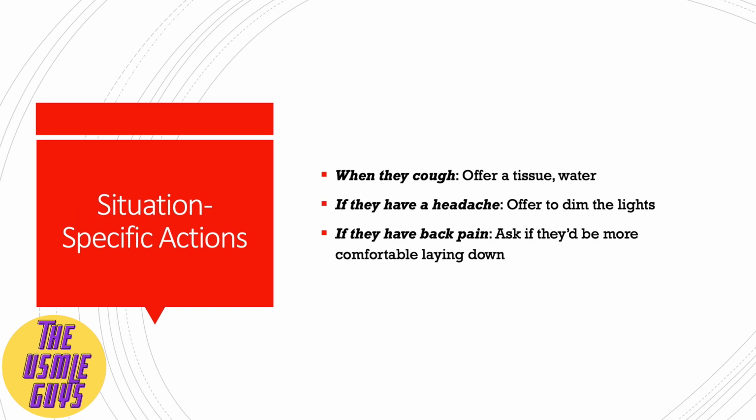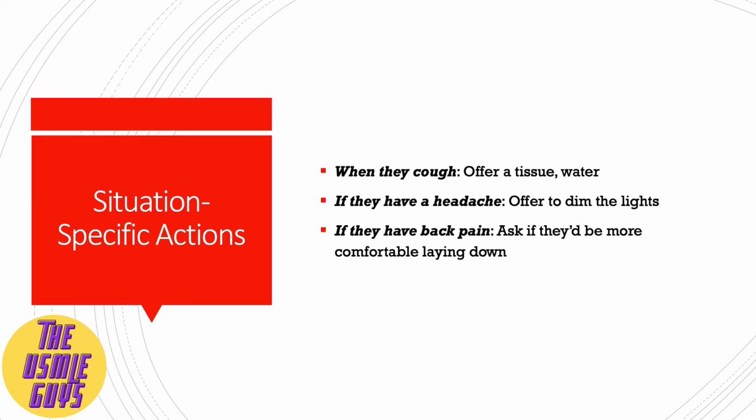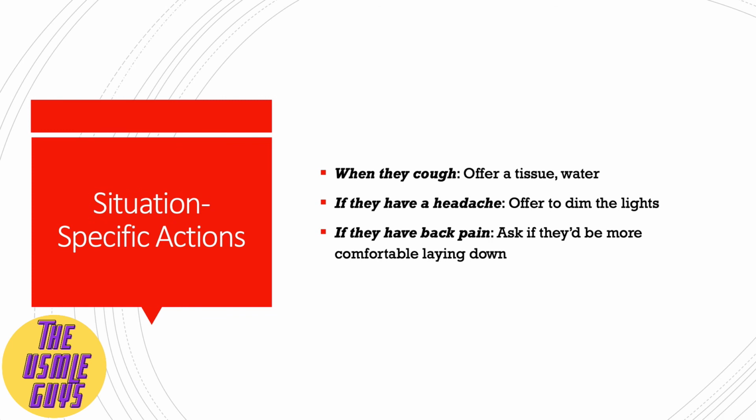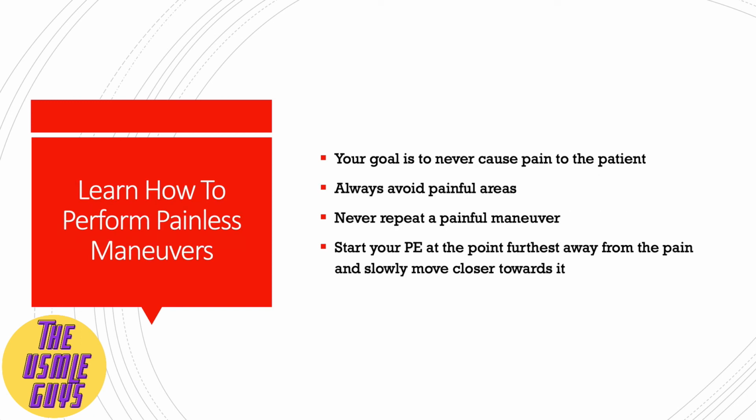Now, there's some situation-specific actions you always need to be aware of, and that is if the patient's coughing or if they have a headache and they're sensitive to light, or let's say their stomach's killing them or they have back pain. Always, if they cough, offer a tissue and water. If they have a headache, offer to dim the lights. If they have back pain or abdominal pain, ask them if they'd be more comfortable in a different position or laying down. It's paying attention and being aware of what's going on, and then offering to help them. These are just small behaviors you can do that will go a long way in getting you all of your CIS points.